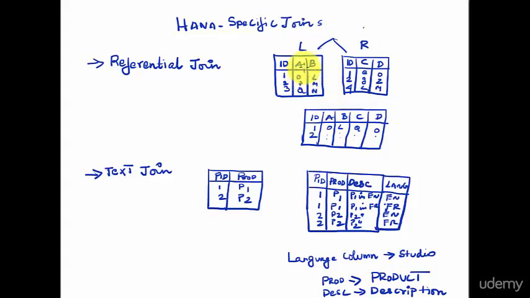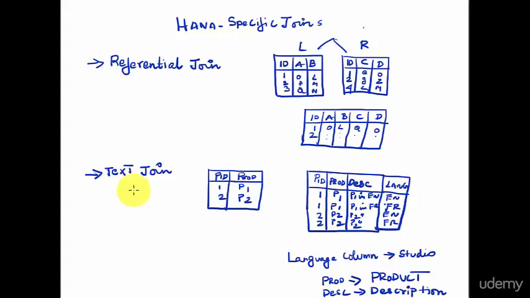Now if I only chose column A and B and I'm not choosing column C and D from the right table, then this will behave like a left outer join. So you will get all the values from the left table. A referential join is internally an inner join and also a left outer join.